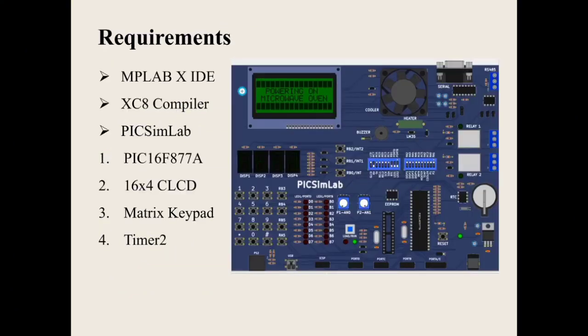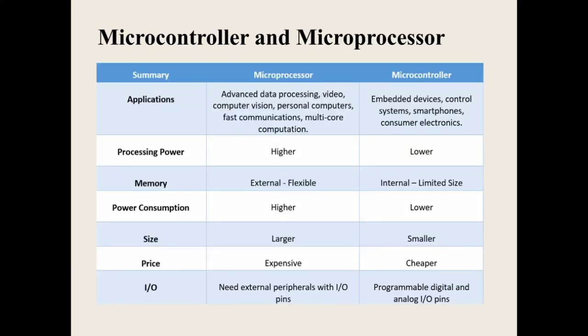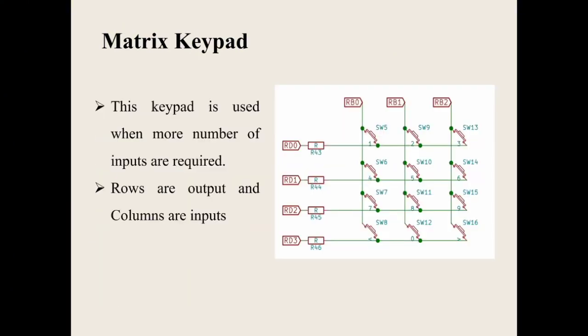These are the requirements to build our project: MPLAB X IDE, XC8 compiler, PICSIMLab, PIC16F877A microcontroller, 16x4 CLCD, matrix keypad and Timer 2. Here are a few differences between microcontroller and microprocessor. Matrix keypad: this keypad is used when more inputs are required. With respect to the microcontroller, rows are outputs and columns are inputs.